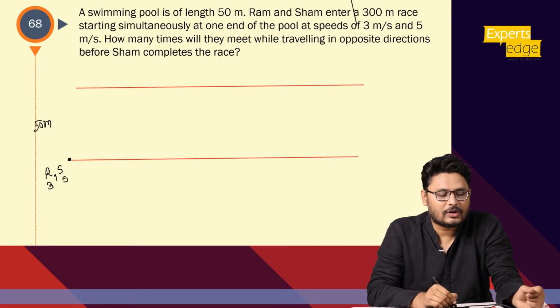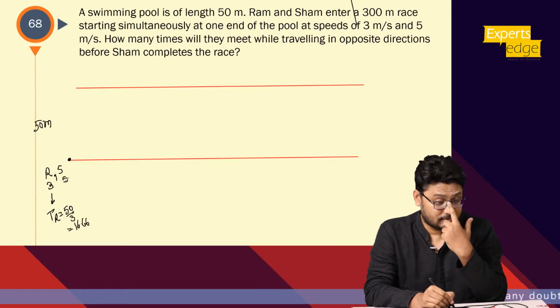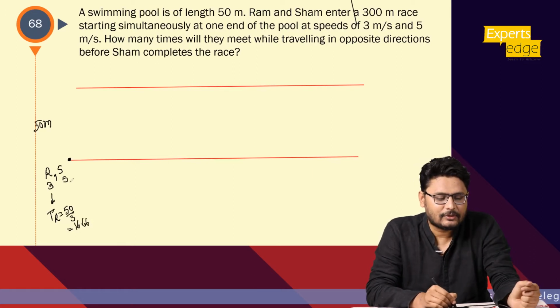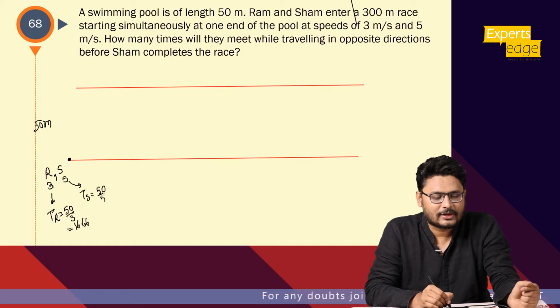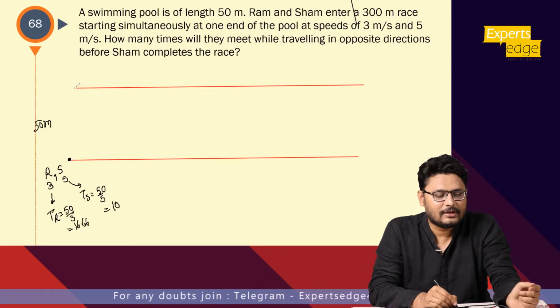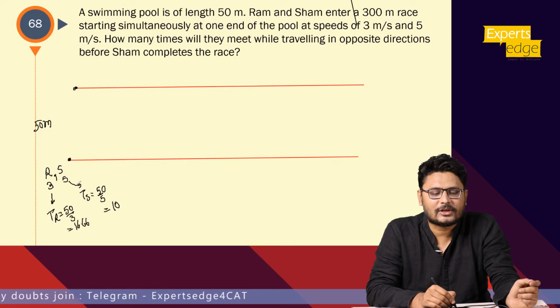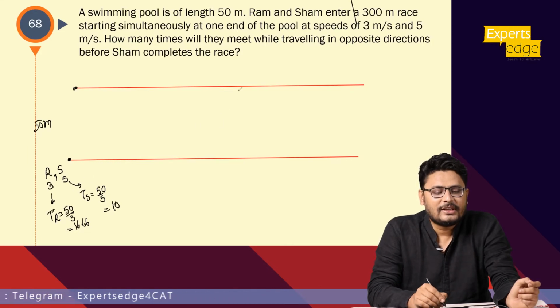Okay, so what is the time taken? Time taken by Ram will be 50 by 3, basically 16.66, right? And what is the time taken by Sham? It would be, time taken by Sham is 50 by 5, so technically it is nothing but 10. So हर 10 second में he will cover this 50 meters और ये हर 16.66 में. How many times will they meet?